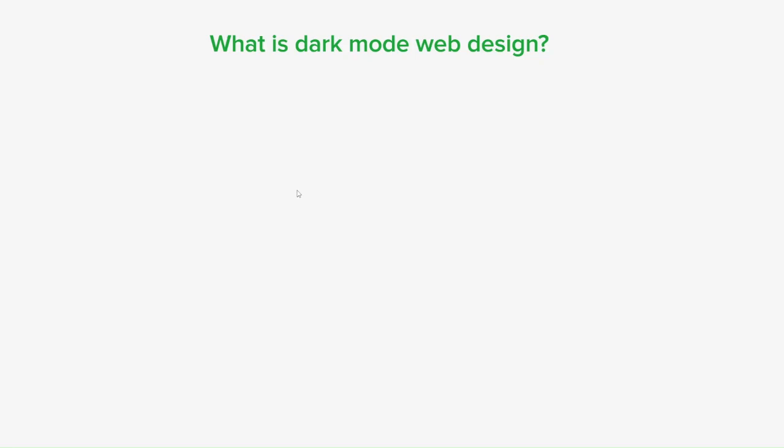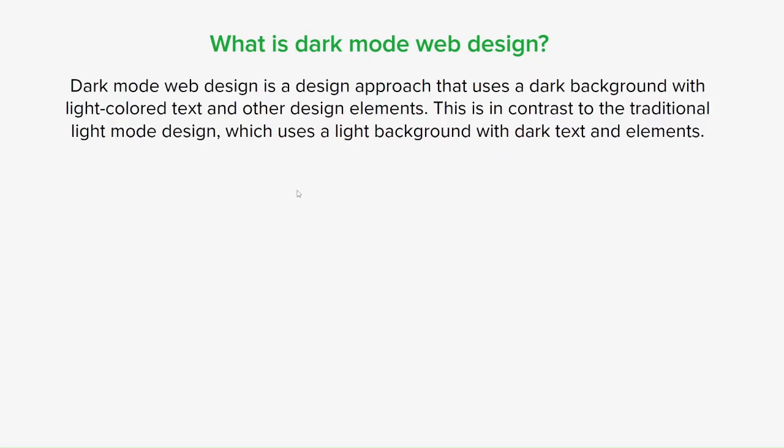So what is dark mode design? Dark mode web design is essentially a design approach that uses a dark background with light colored text and other design elements. This is in contrast to the more traditional light mode design, which uses a light background with dark elements and text.